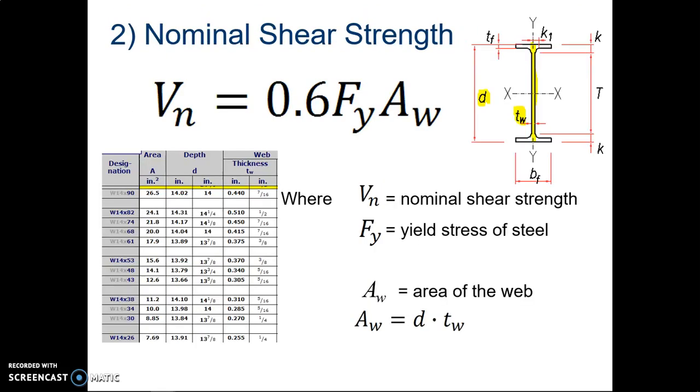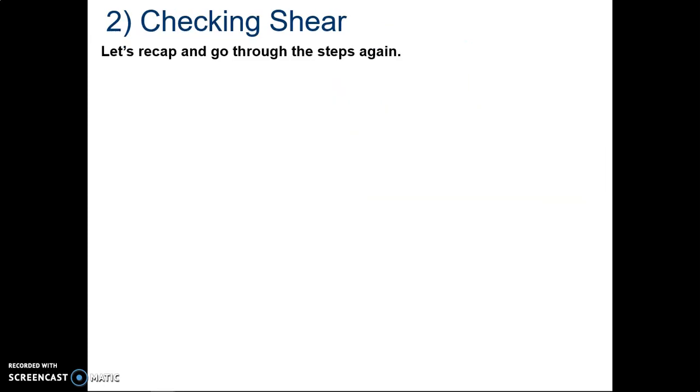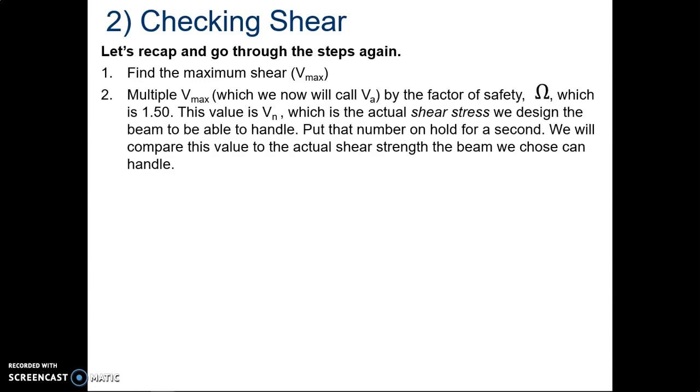So now we know how to check for shear. Let's recap and do the steps again. Step 1, find the maximum shear. Multiply it by the factor of safety, which is 1.5. It was 1.67 for bending. This value right here, V_n, is the nominal or the actual shear stress we designed the beam to be able to handle. And then we put that number on hold for a second.